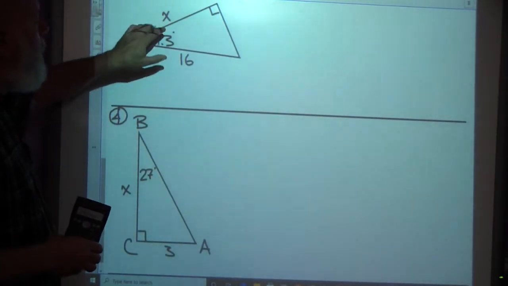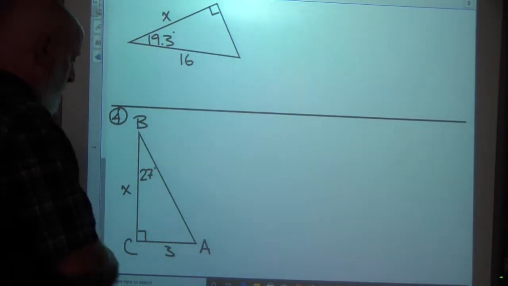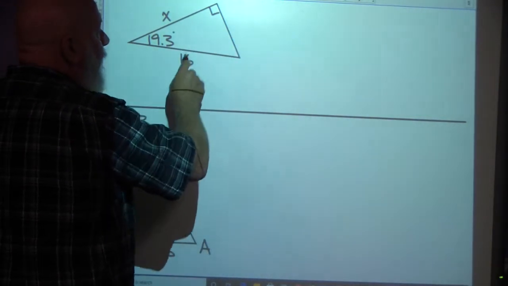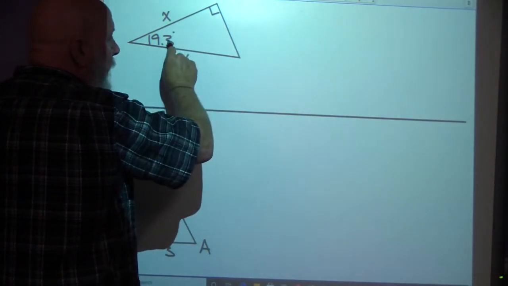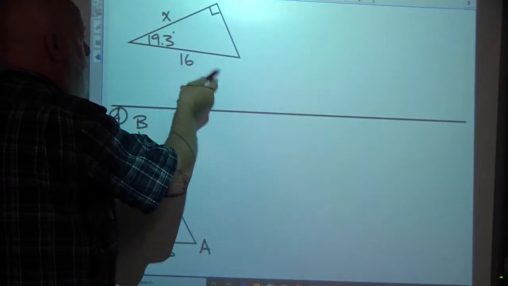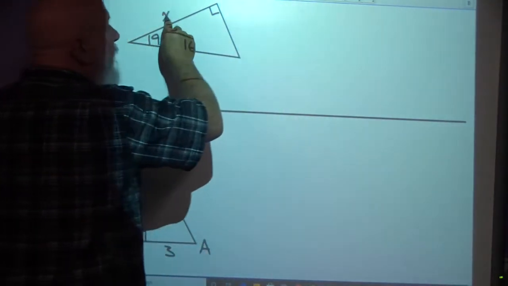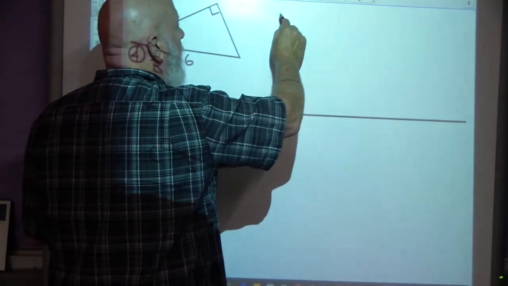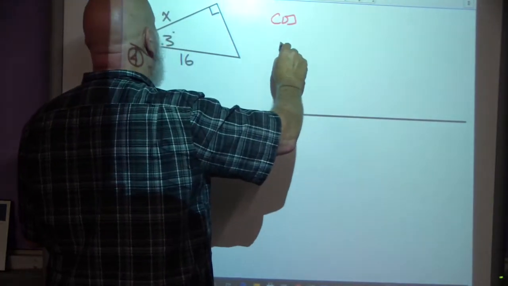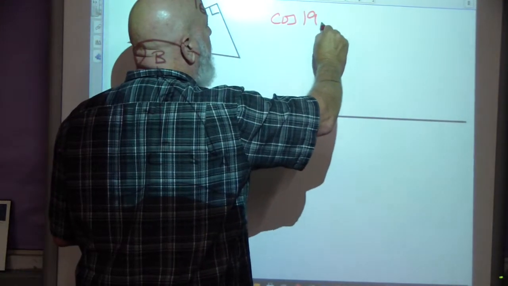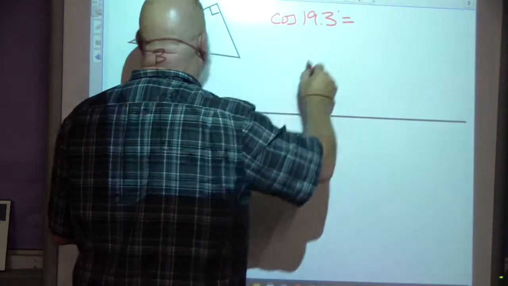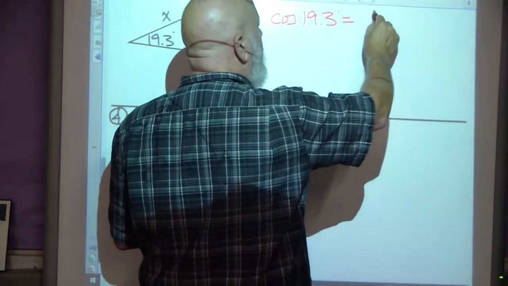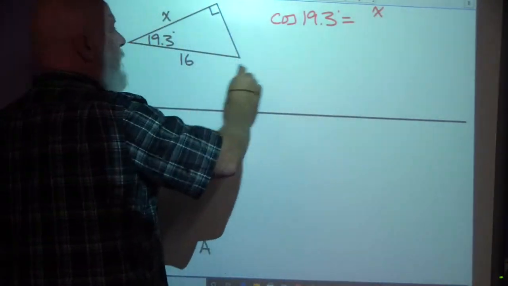I've got a right triangle. This is my indicated side. Again, if I went opposite over hypotenuse, that's not the side that's indicated. How about adjacent over hypotenuse? I can do that. It involves a side that I'm looking for and a side that I know. So again, I'm using cosine. Cosine of 19.3 degrees is equal to adjacent over hypotenuse, which is x over 16.